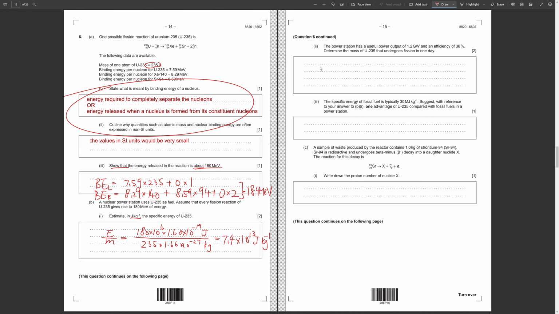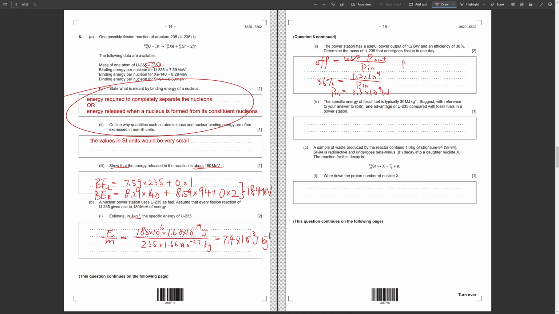Question B2 is about efficiency. Efficiency is the ratio of the useful power output to the total power input. So here 36% equals 1.2 times 10 to the power of 9 being the useful output, and you can get the power in. So the power in is 3.3 times 10 to the power of 9 watts.